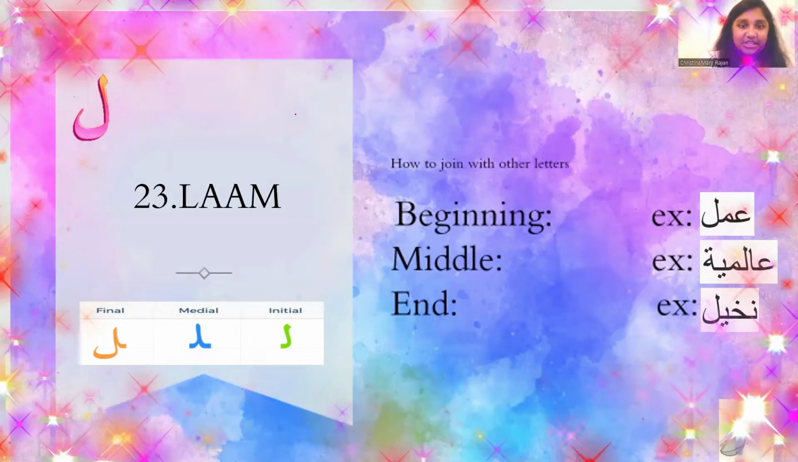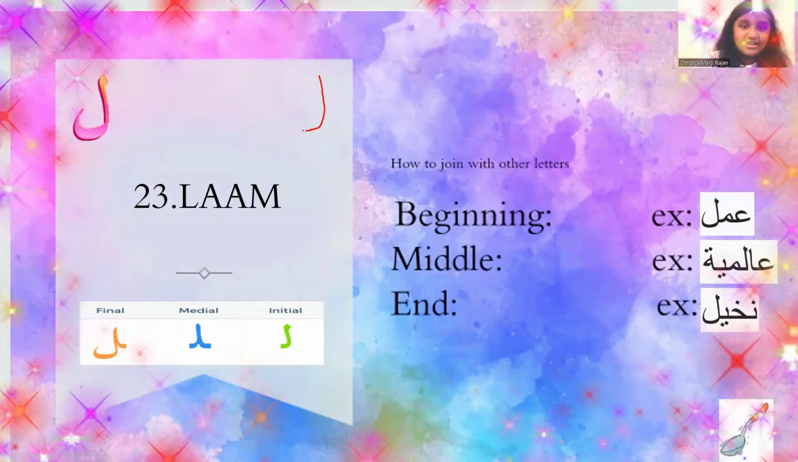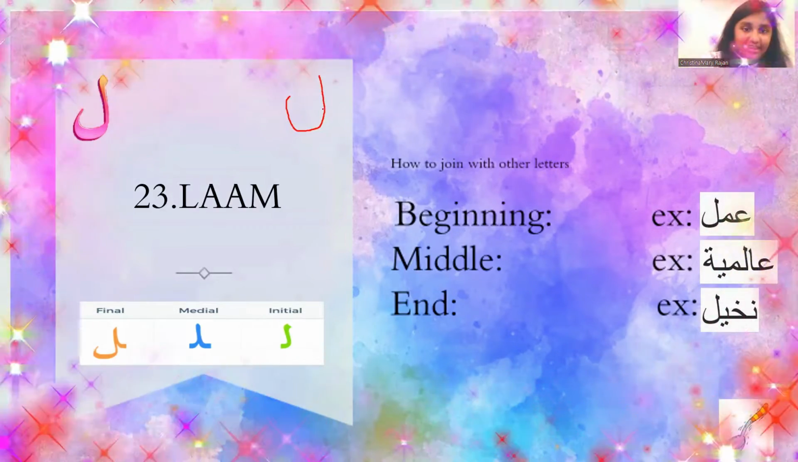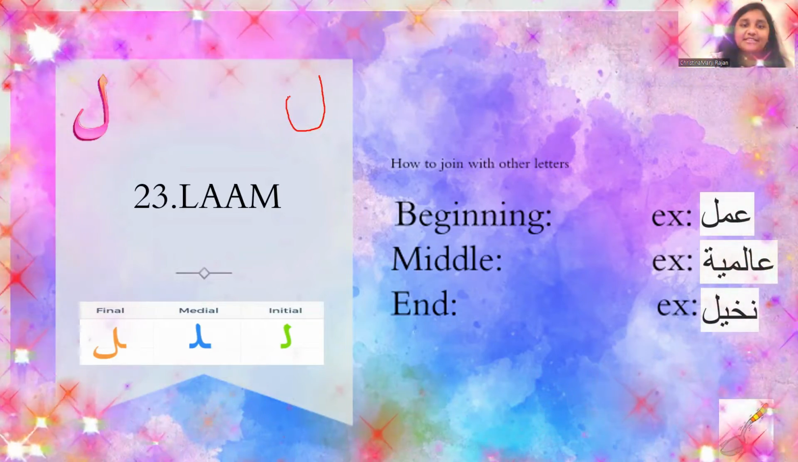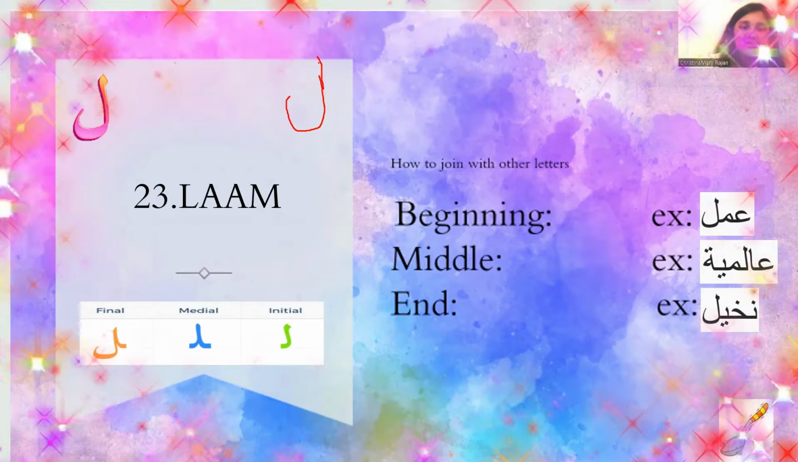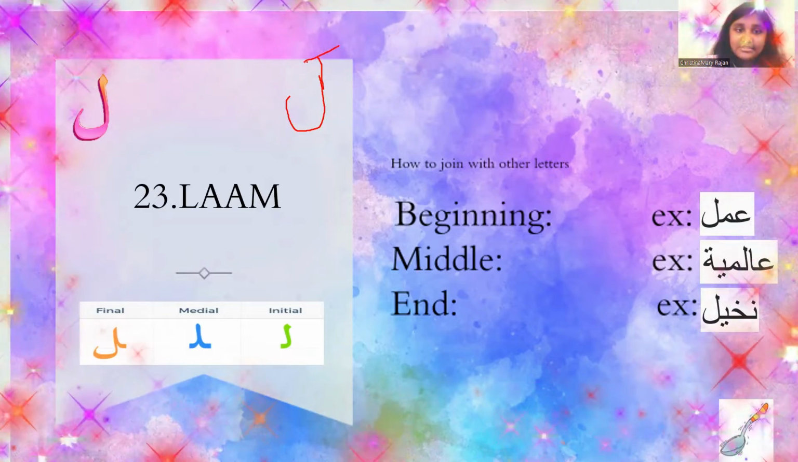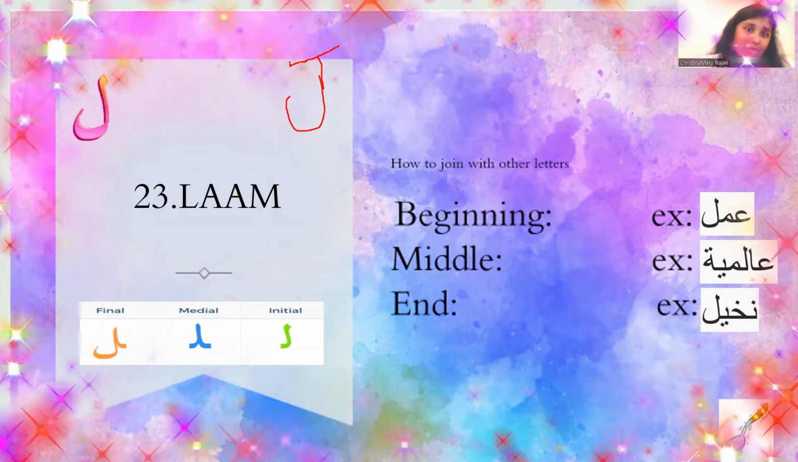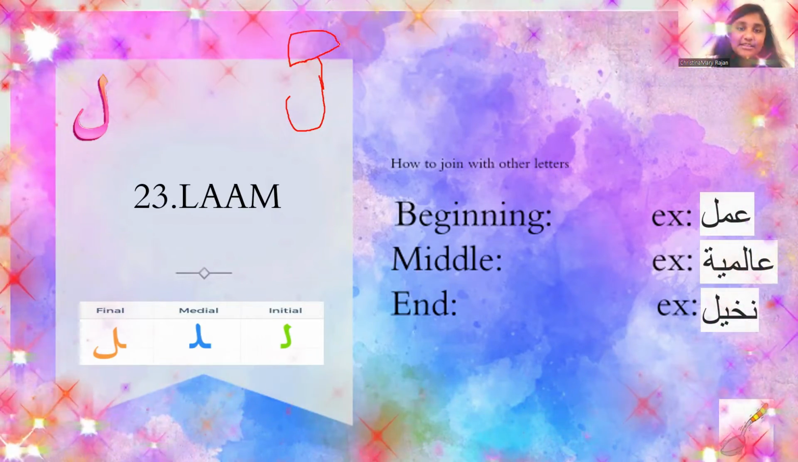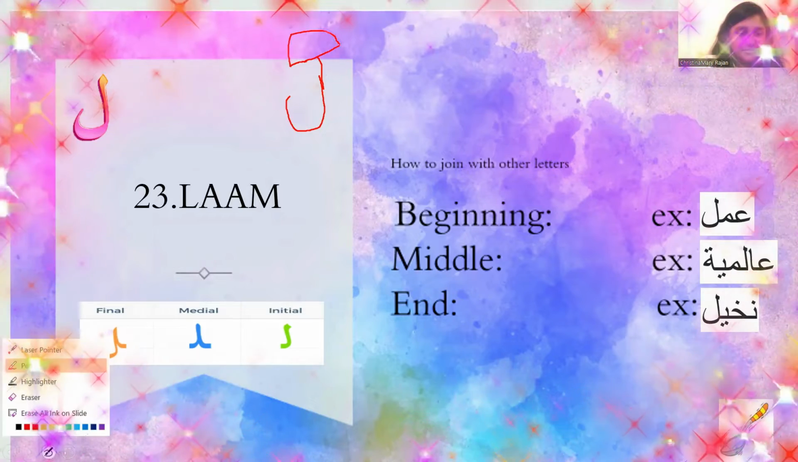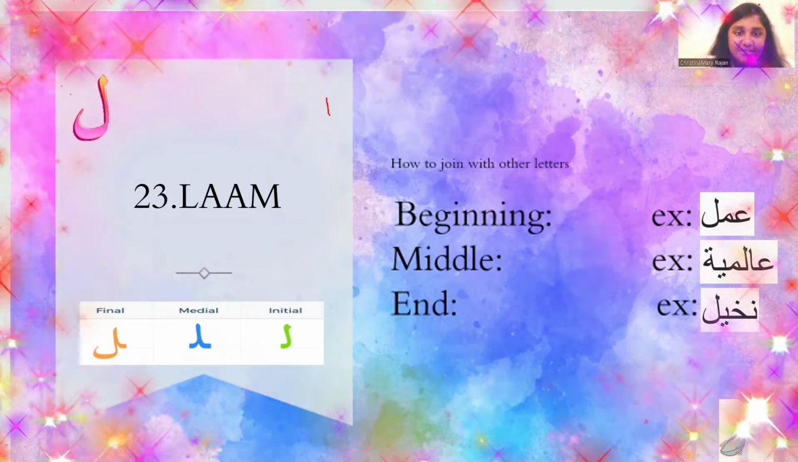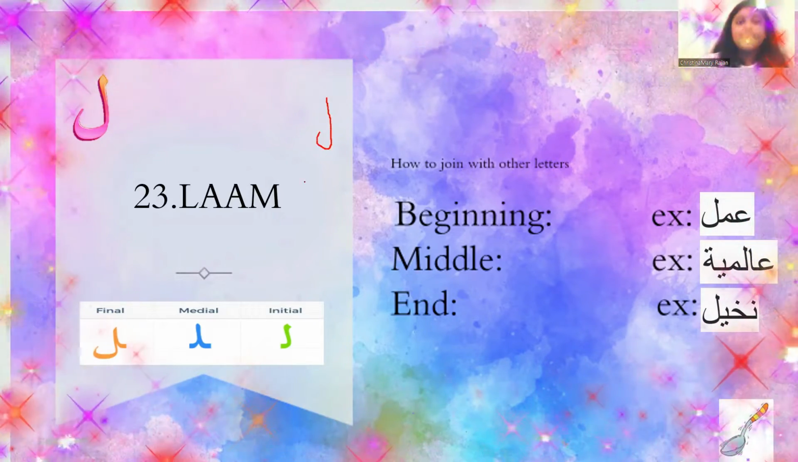So now, let's see the letter lamb. So this is just like a straight line and then a big curve like this. There's nothing to explain in that, because maybe you could say it looks like the letter J, or maybe it's like an umbrella thingy, but for clarification, it's just like this.